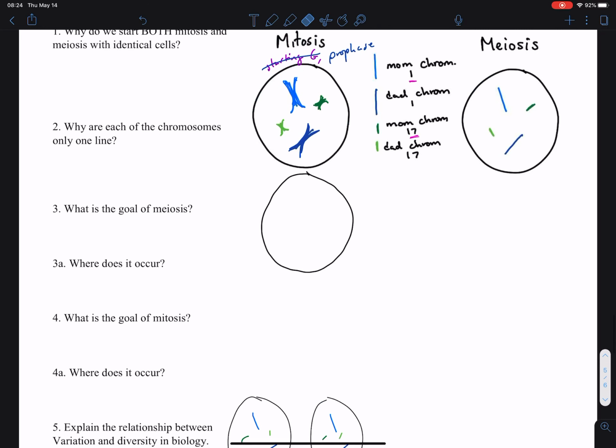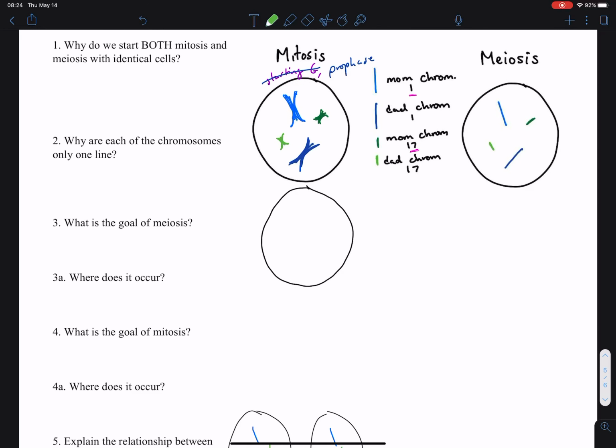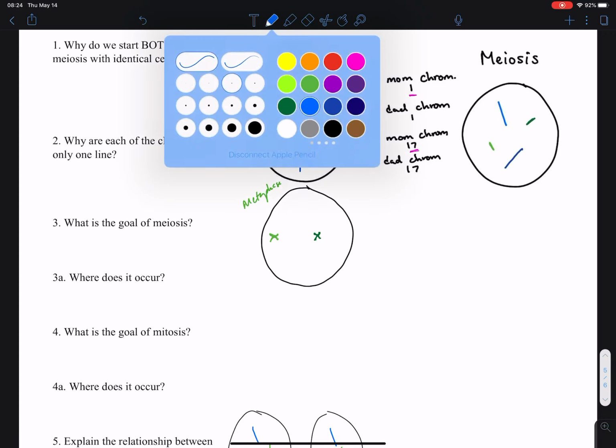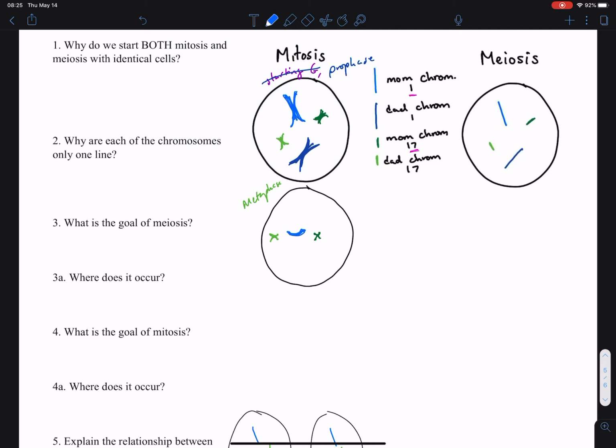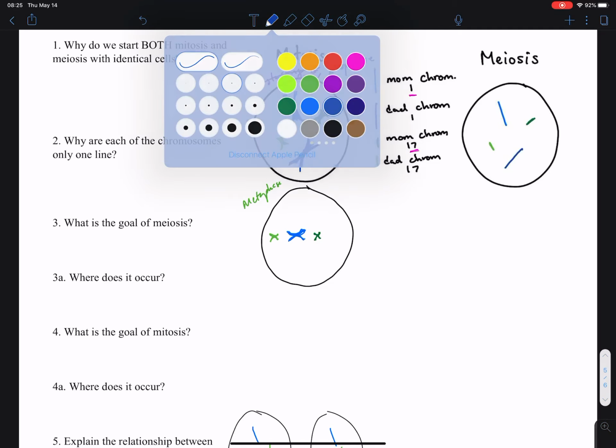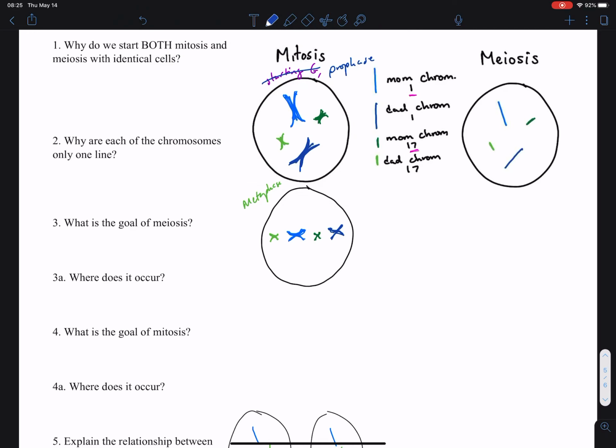Now I'm going to model how I get to the ending result. In metaphase, all of the chromosomes are going to line up on this metaphase plate. It doesn't matter what order they line up, because ultimately we want one of each of these to end up on either pole. What matters is not whether chromosome 1 lines up next to chromosome 1, or 17 next to 17. What matters is that they're all oriented the same way. You don't want one chromosome oriented this way, because then how is it supposed to get pulled apart?